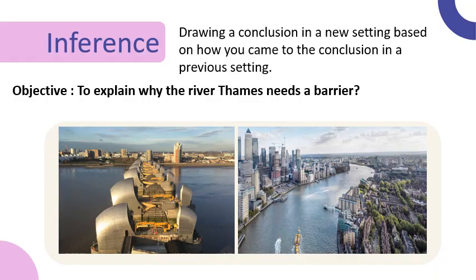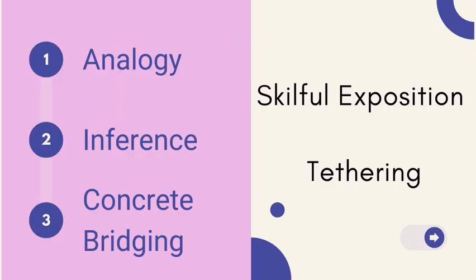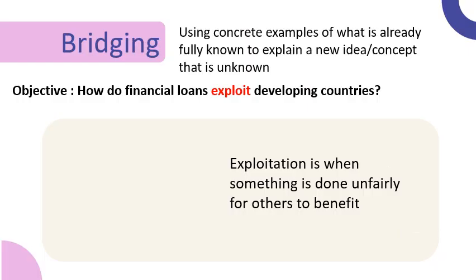The final strategy we're going to look at is bridging. Bridging concrete examples, things we know, to new context. So using bridging as an example of a strategy, my lesson objective here is how do financial loans exploit developing countries?